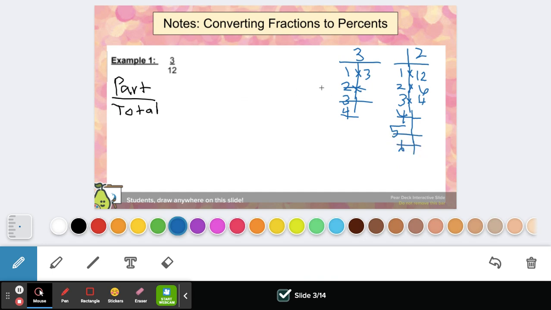Now, if I look at the numbers that I have in common, I have 1 and 3, and 3 is the largest number that they both share. So I'm going to divide both of these numbers by 3. Divide by 3, divide by 3. This is going to give me 1 over 4, since 12 divided by 3 gives me 4. So now I'm going to be working with the fraction 1/4.